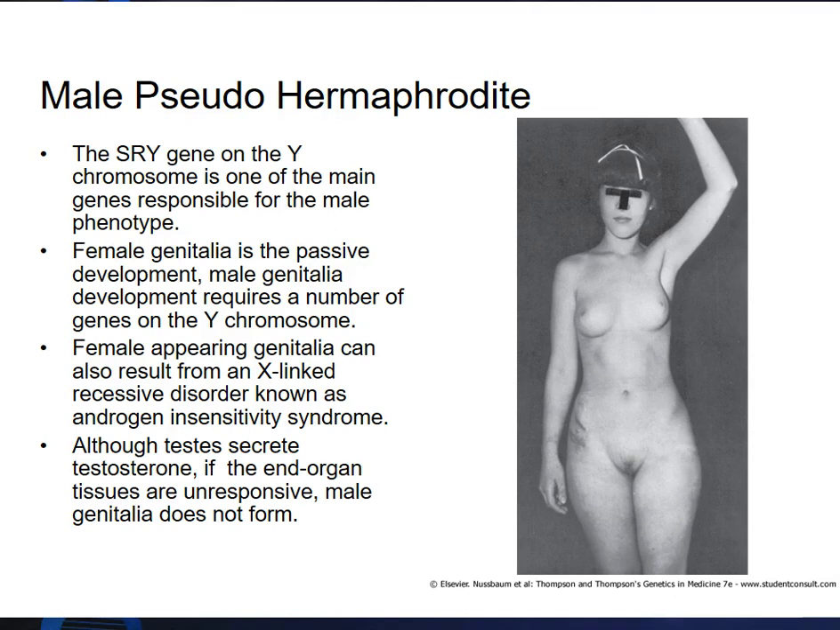Male pseudohermaphrodite: the SRY gene on the Y chromosome, as stated, is most commonly responsible for the male phenotype. Female genitalia is a passive development. Male genitalia requires a number of genes on the Y chromosome. Female-appearing genitalia can also result from an X-linked recessive disorder known as androgen insensitivity, when the cell does not respond to testosterone. Although testosterone is secreted, the end-organ tissue is unresponsive. So this could be an XY with female external genitalia.